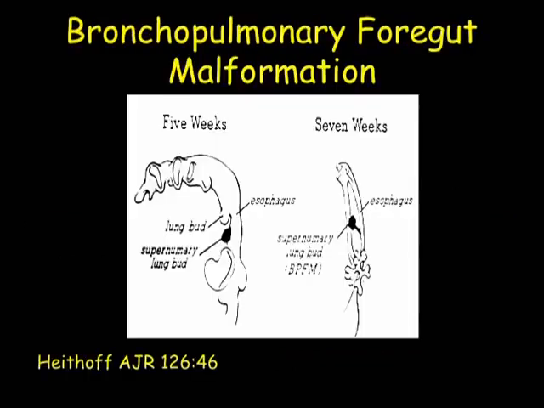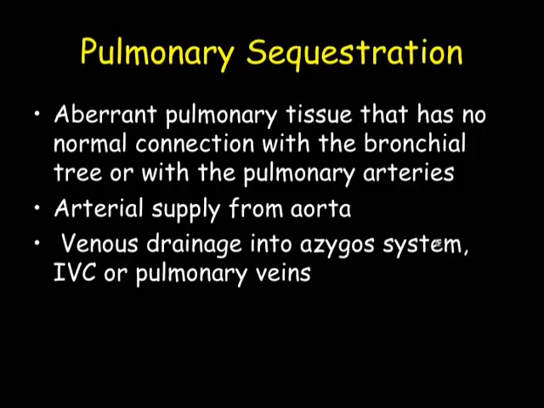The bronchopulmonary foregut malformations, somewhere in the middle of that spectrum, arise from a supernumerary lung bud that comes off during 5 to 7 weeks of gestational age. These are the sequestrations, bronchogenic cysts, things like that. A sequestration is aberrant pulmonary tissue that has no normal connection with the bronchial tree or with the pulmonary arteries. They can be intralobar or extralobar, depending on their venous drainage and whether or not they have a pleural covering.